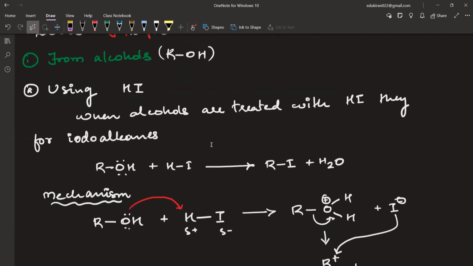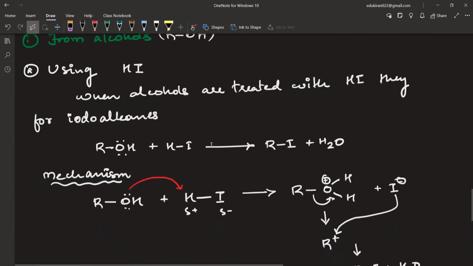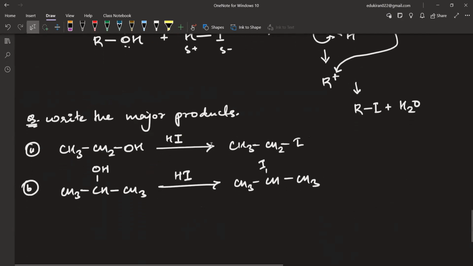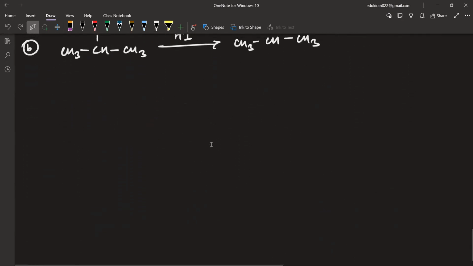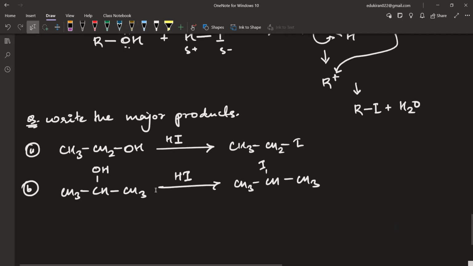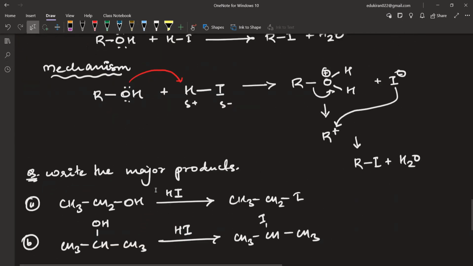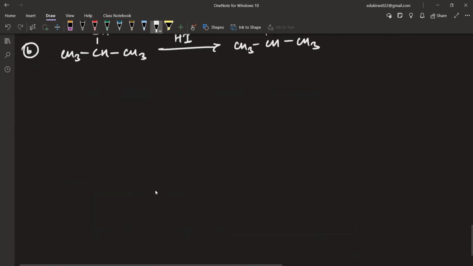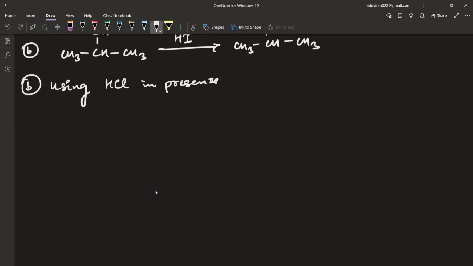Okay, so let us do another preparation we have done from alcohols. First is using HI. Right, writing next. Using, what did we use? Green? No, white only. HCl in presence of ZnCl2. Okay, this is important.